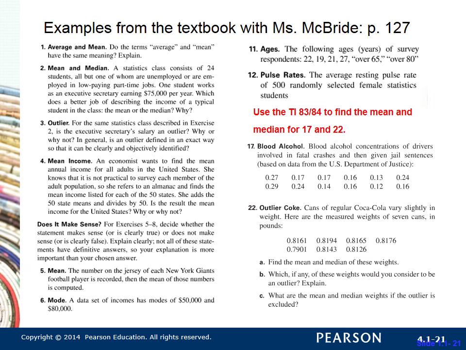When you recalculate, you should get a mean of 0.8161 and a median of 0.81.